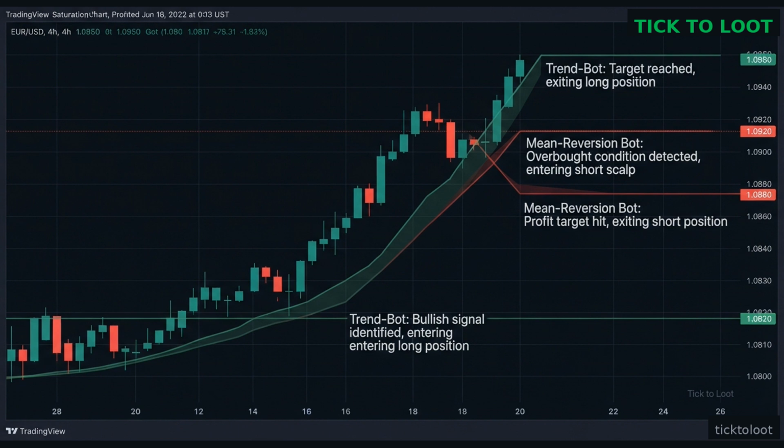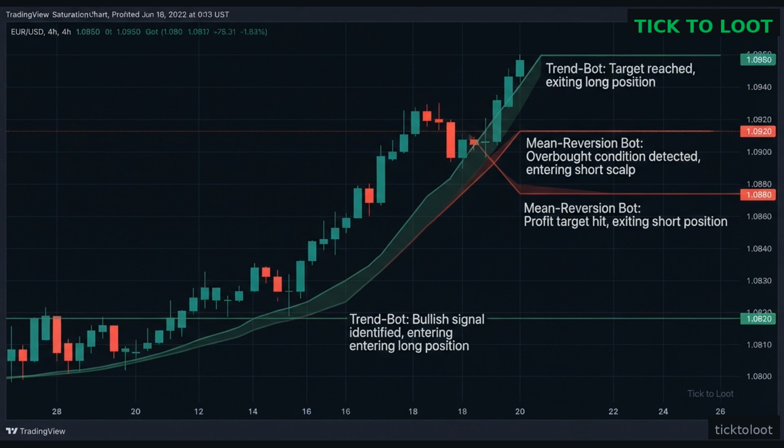In the same uptrend, the price briefly dips to 1.0920, forming a small red candle. The mean reversion bot sees this pullback as an overextension, sells short. That's betting the price will fall at 1.0920 and then buys back at 1.0880 when the price rebounds toward the trend line. Both bots make money, but they do it in opposite ways on the same market.